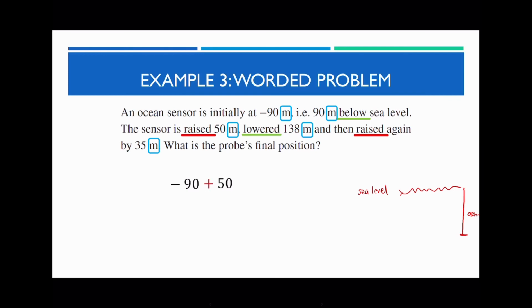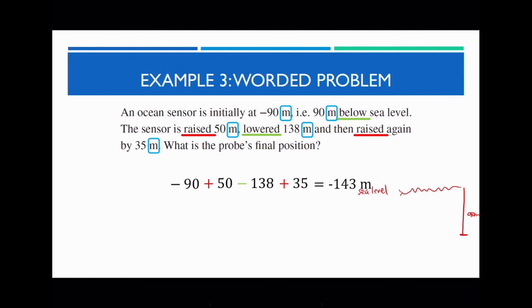Then you need to subtract because you're lowering it down, so you're subtracting 138. And then finally, you're going to be adding 35 meters. Now, because these numbers are relatively large, you could put all these numbers into a calculator. And if you did this correctly, you should get an answer of negative 143 meters.